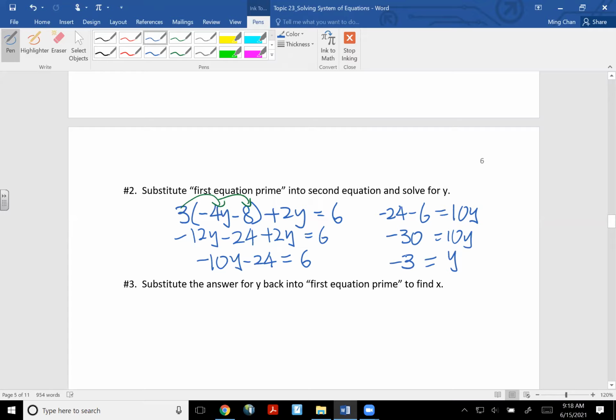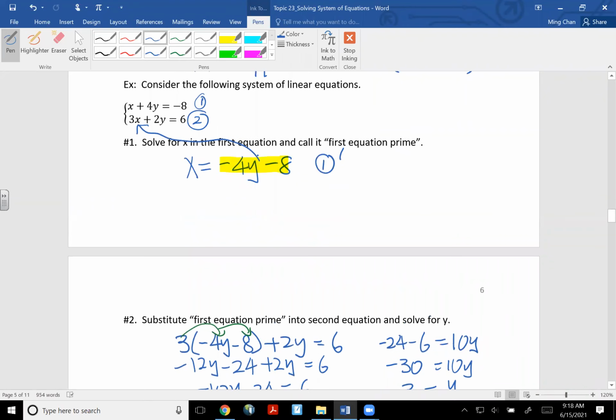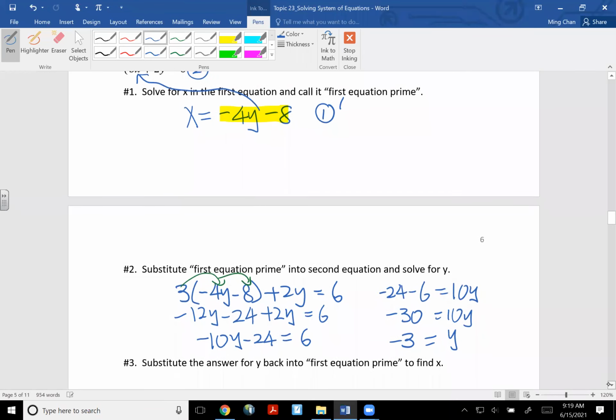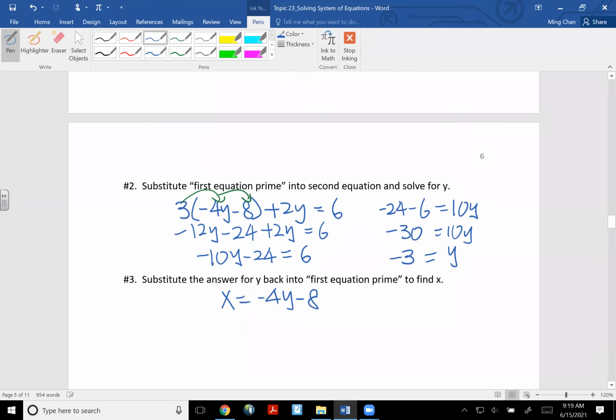So once I got my y, I will substitute this answer back into the first equation prime to actually solve for x. So the first equation prime says x equals negative 4y minus 8, right? Now I'm going to substitute my answer, negative 3 for y, into that equation. I get negative 4 times negative 3 minus 8.